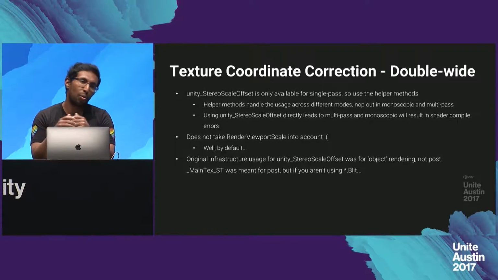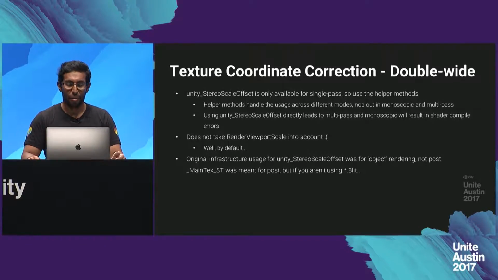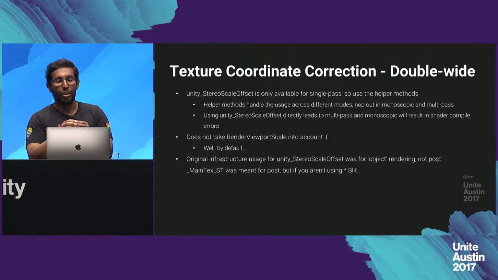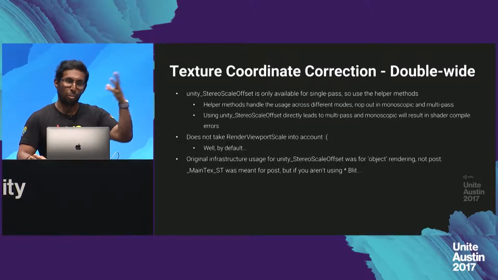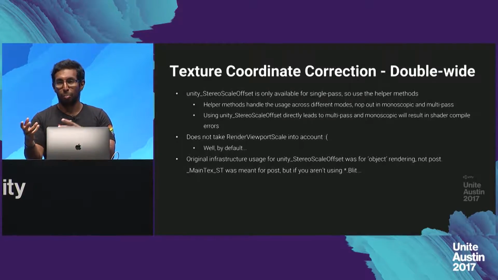You might be thinking, okay, why do you have two solutions for the same problem? This really doesn't make any sense. And the archaeology behind this is that the original infrastructure meant that Unity stereoscale offset was meant for normal rendering, for normal object rendering, and then main text ST was supposed to be used for post-processing. But if you're not using the built-in blit procedures, you don't get to take advantage of that infrastructure. So that's kind of how we got into this issue.